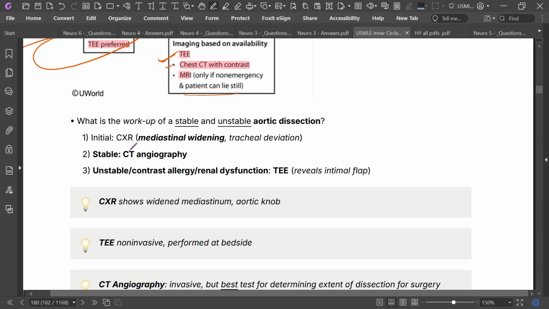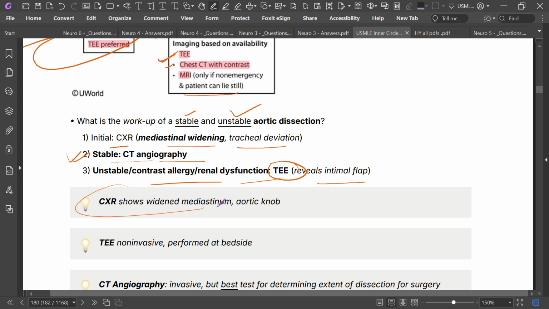What is the workup for stable and unstable aortic dissection? Initial chest X-ray: mediastinal widening, tracheal deviation. Stable is CT angiography, or if the patient can lie still for long, you can go for MR angiography also. Unstable, contrast allergy, or renal dysfunction: transesophageal echo.